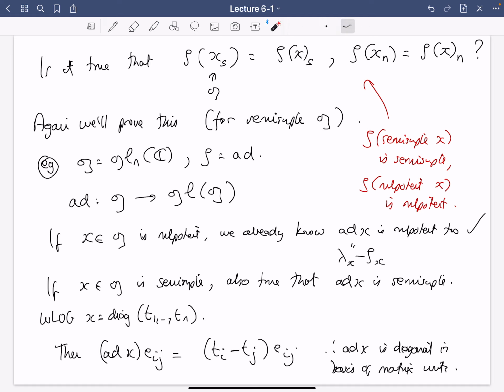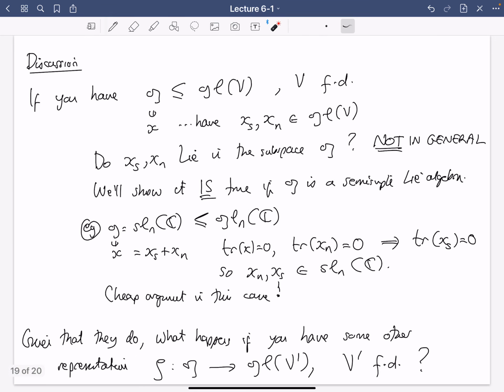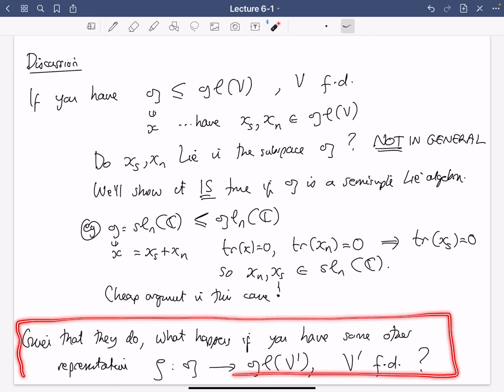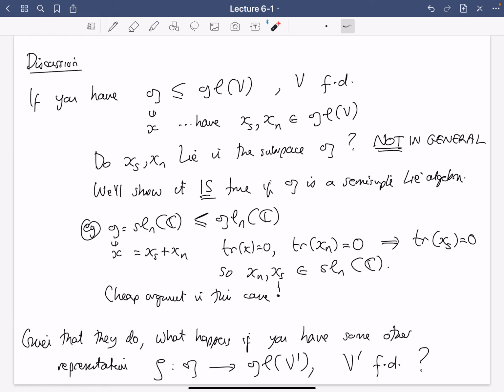So that exactly shows that the adjoint representation of GLN sends nilpotent matrices to nilpotent endomorphisms of G, and it sends semi-simple matrices to semi-simple endomorphisms of G. So that's kind of a little baby special case of something we're going to have to prove much more generally for semi-simple Lie algebras as we go.